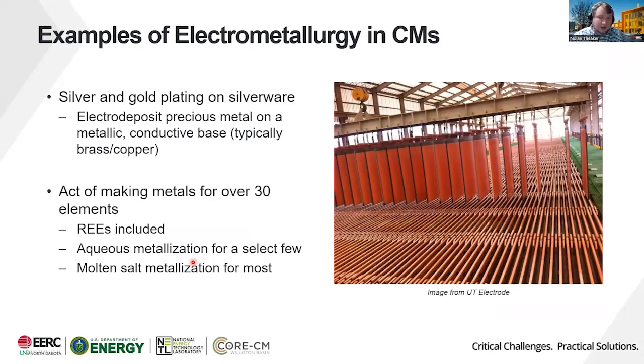And electrometallurgy in this critical mineral world is used for making metals for over 30 different elements, the rare earths included. And typically this is molten salt metallization, where it's just really hot, and then it's the rare earth chloride, for instance. But sometimes you can get away with putting it in water as well, like for copper, for instance.